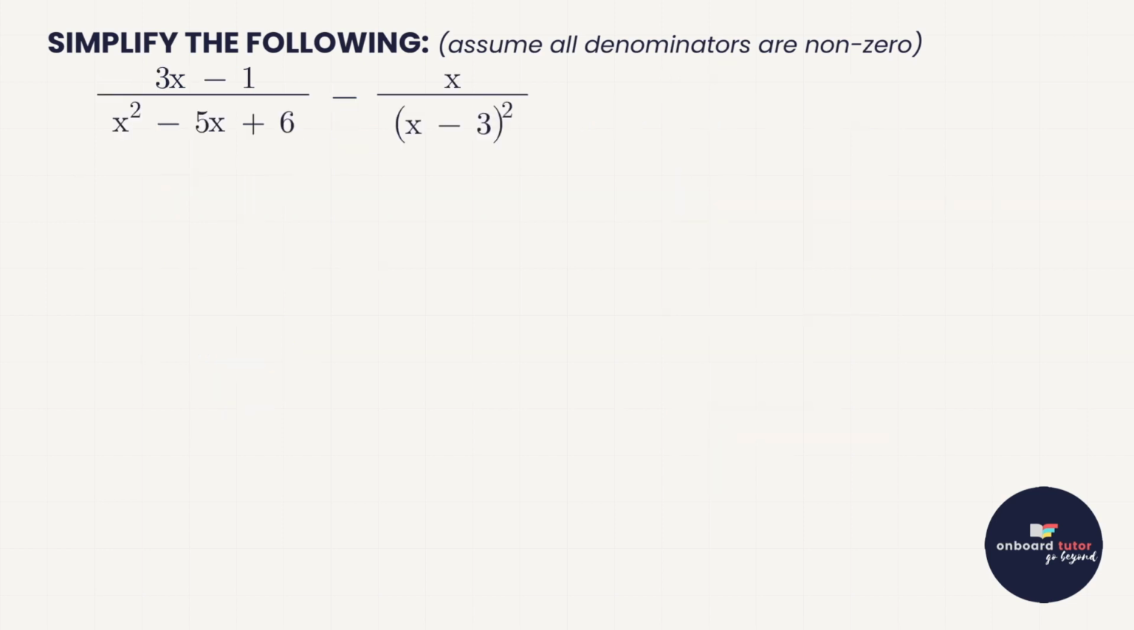Let's take a look at one last example. 3x minus 1 over x squared minus 5x plus 6 minus x over x minus 3 squared. Okay, I am going to need a common denominator. Why do I say that? Because this fraction here is being subtracted from this fraction here.